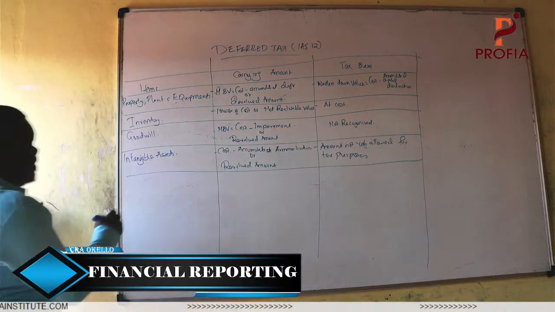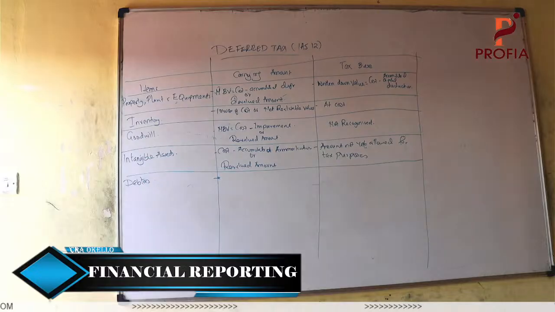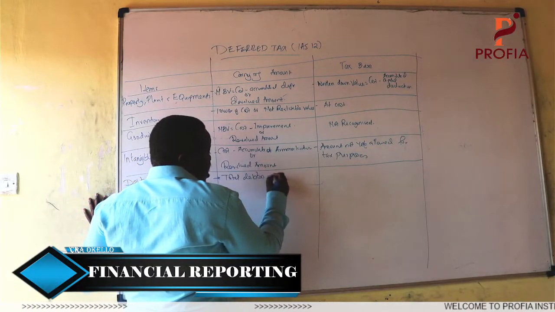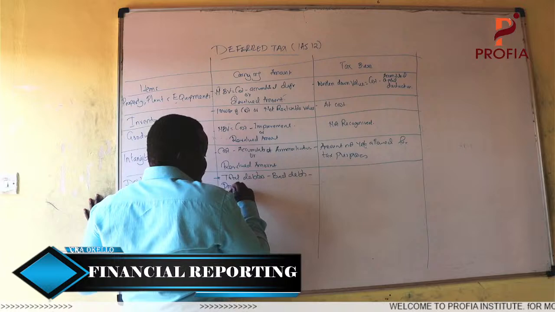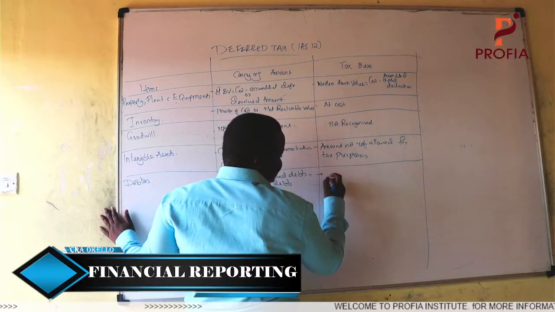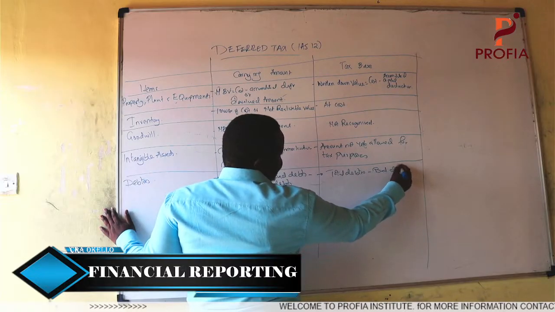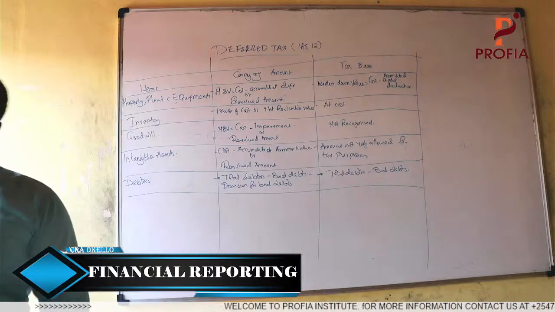Next, debtors. How do you value debtors? Debtors are also financial assets, but because of its uniqueness in time, the module will be looking at financial assets. What were we doing? Total debtors minus bad debts minus provision for doubtful debts, while on the other side, it was simply total debtors minus bad debts.